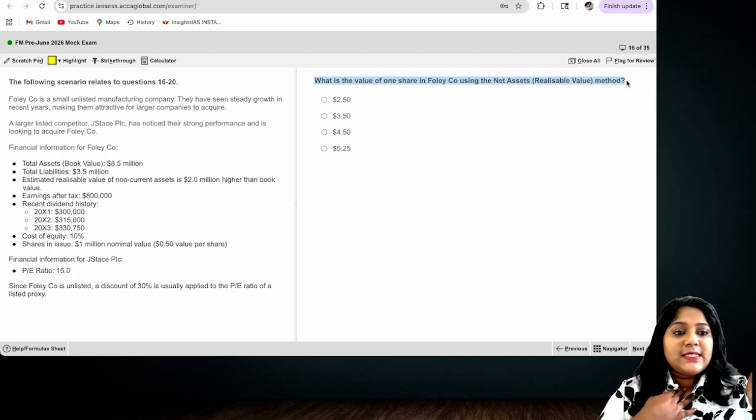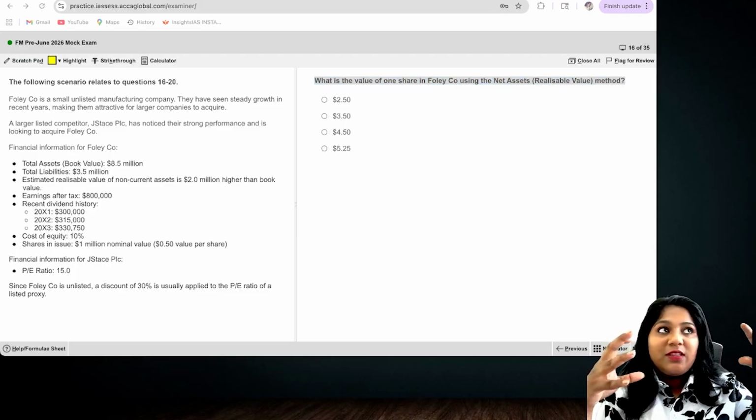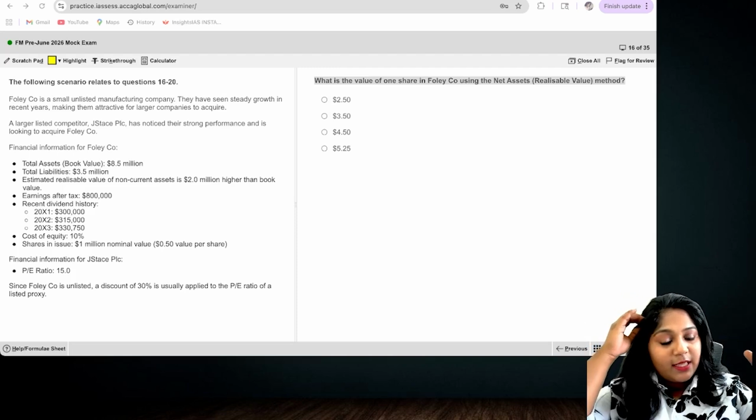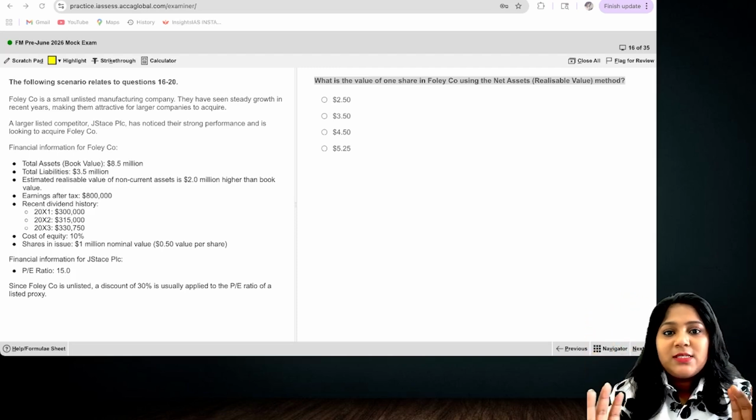Using the net assets realizable value method. To understand this, you should know what the NRV method is. It is whatever value I can sell the asset for in the market right now, minus the cost that I incur to sell it. That is simply the NRV method. Correct?